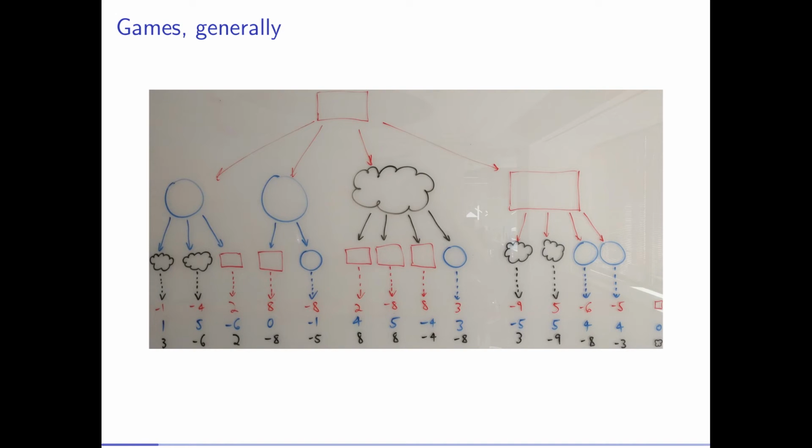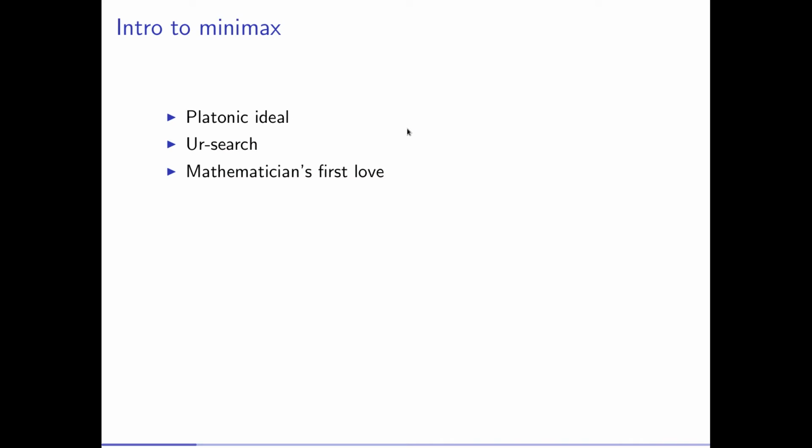So that's what a game is for the purposes of this talk. And the problem that Minimax solves is, at any given node of the tree, we'd like to decide which move that player should pick that'll give the best outcome. So Box has 4 choices at the beginning. Which one of those 4 should he choose to play the game well? So that's the problem we're trying to solve. And Minimax is an algorithm that solves that problem. It is the platonic ideal of tree searches. It's the mathematician's first love.